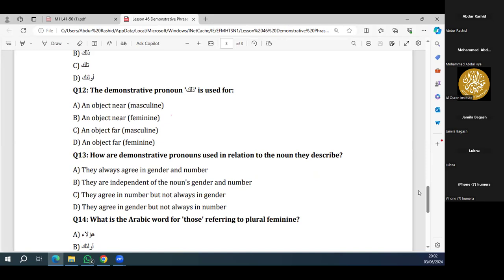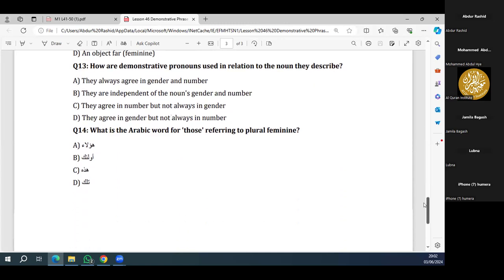Everyone says an object far masculine. C. They're saying C, an object far masculine. It's C, correct. First of all, it's masculine, not feminine. Has anyone said B? Nobody said B. They all say C. Yes. Clear. This is simple. Okay. Next one.